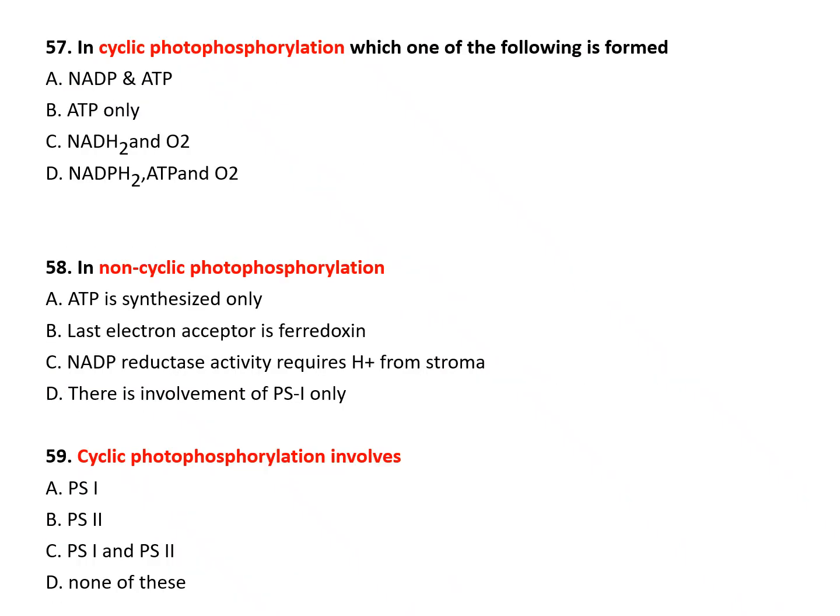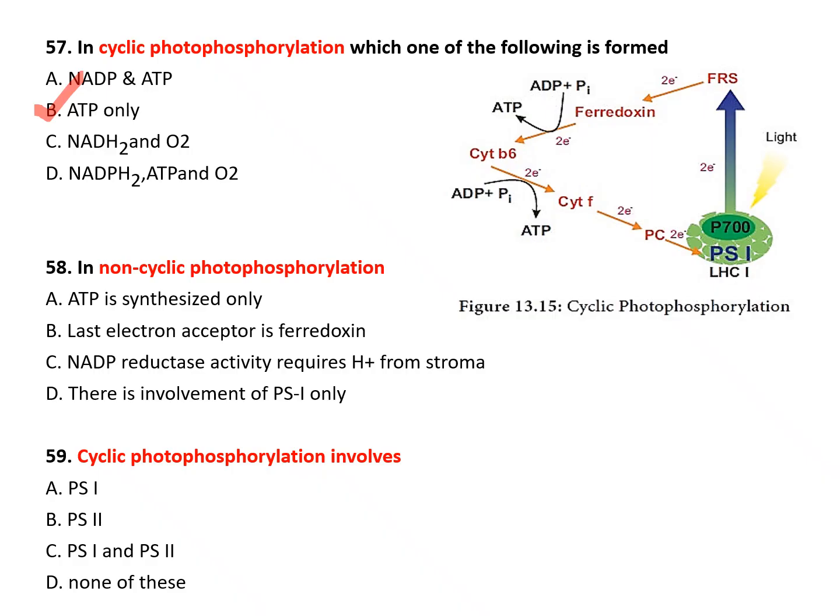The next question, number 57. In cyclic photophosphorylation, which one of the following is formed? Option A, NADP and ATP. Option B, ATP only. Option C, NADH2 and O2. Option D, NADH2, ATP and oxygen. Correct answer is option B, ATP only. In cyclic photophosphorylation, only ATP is formed, during the transfer of electron from ferredoxin to cytochrome b6 and then from cytochrome b6 to cytochrome f.